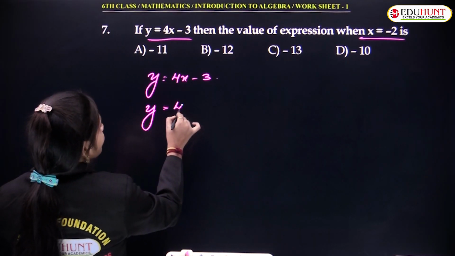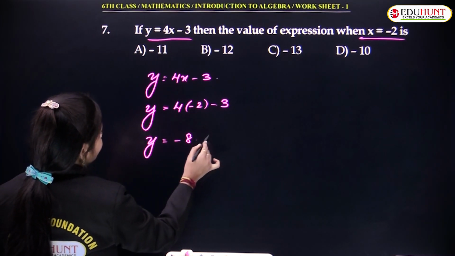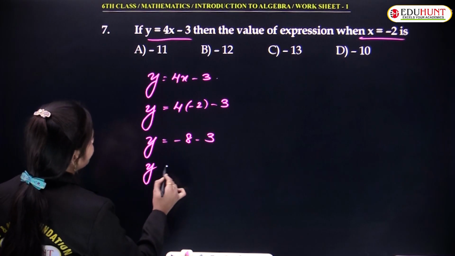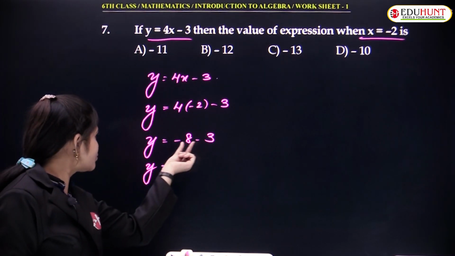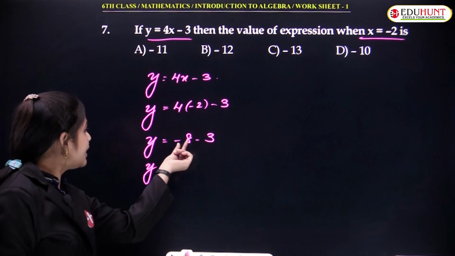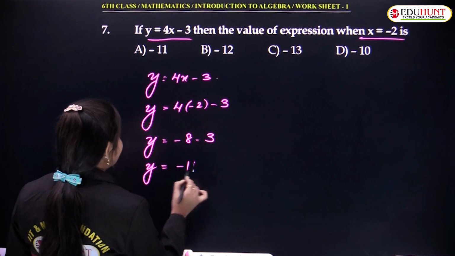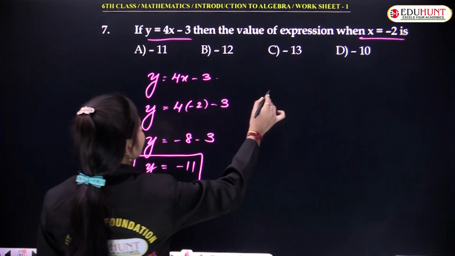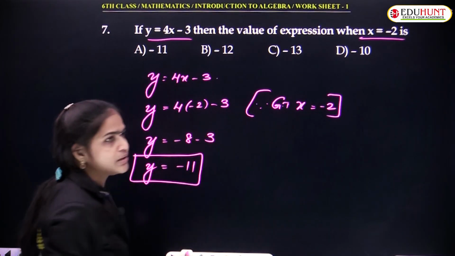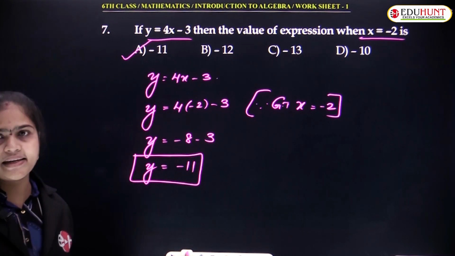Now 4 into minus 2 minus 3. Then y is equal to minus 8 minus 3. 4 twos are 8 only, no? So minus 8 minus 3. In integers, I already told you, when these two numbers have the same sign, we have to write the same sign they have. Now just add the numbers 8 and 3. 8 plus 3 is equal to 11. Finally the answer is y is equal to minus 11, given that x is equal to minus 2. Just substitute that value. Finally, what is the answer? y is equal to minus 11.